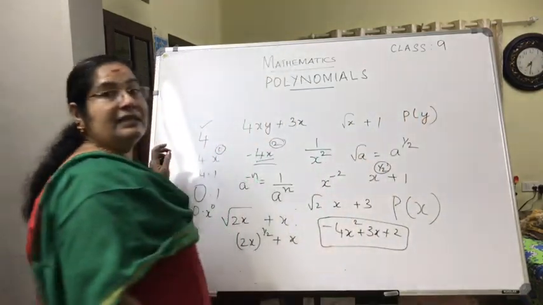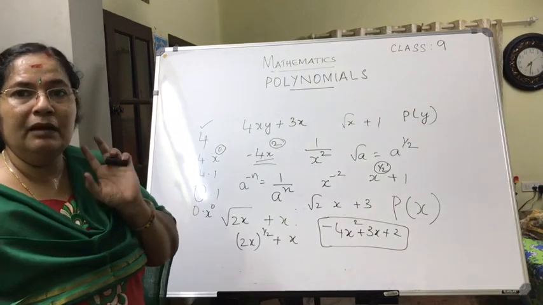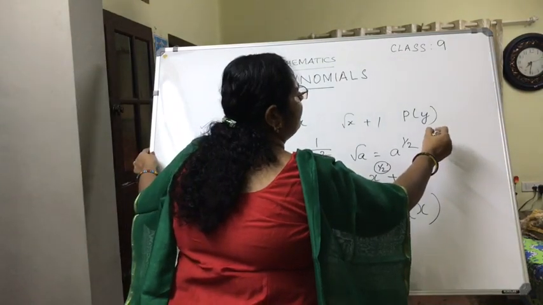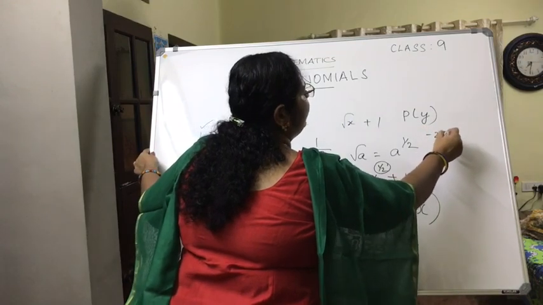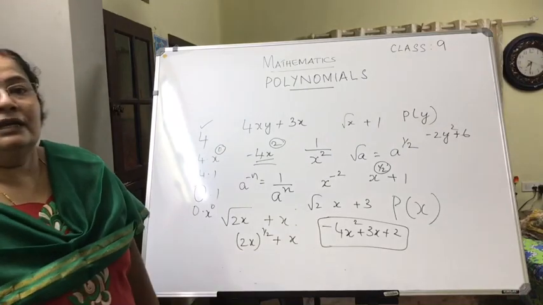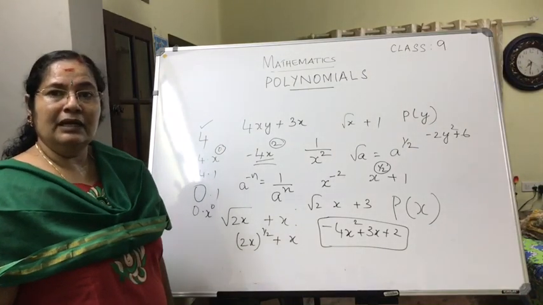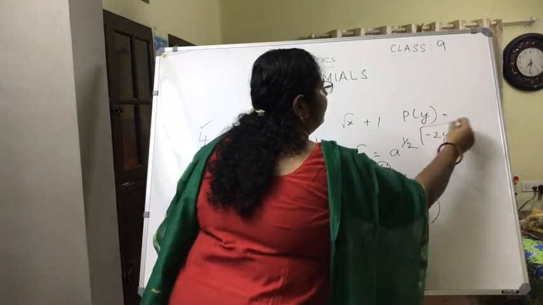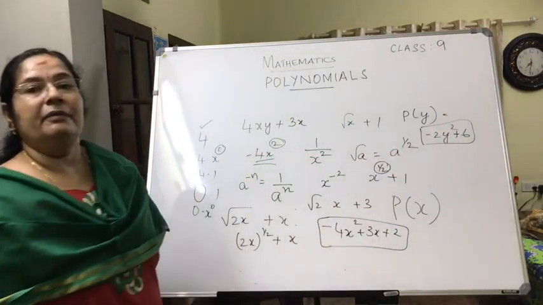P of y means it is a polynomial in the variable y. One example we can take, say, minus 2y square plus 6. That is a polynomial in which variable? In variable y. So p of y is equal to this. So it is a polynomial in the variable y.